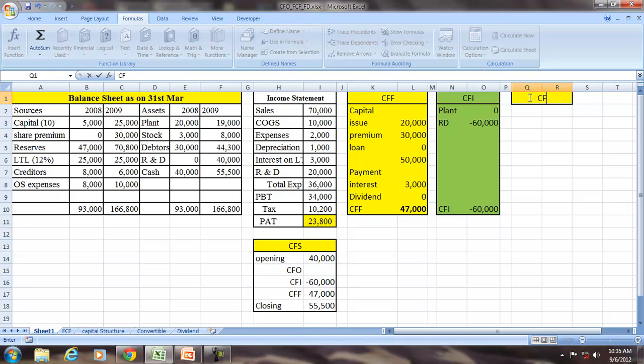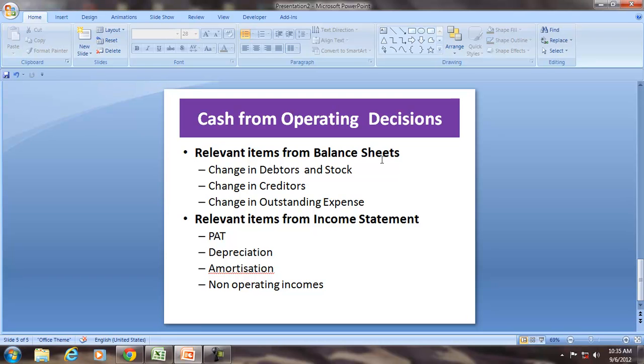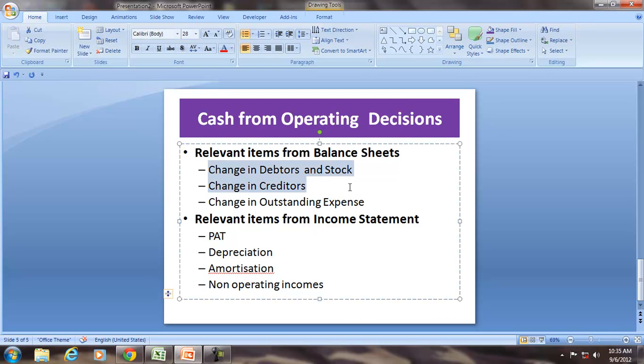Now we will focus on CFO. The CFO is the profit generated from the business in the form of cash. So the focus here is the income statement, the profit, and the changes in the working capital. When we want to find CFO, the relevant items on the balance sheet are the change in the debtors and the stock, the change in the creditors, and the change in the outstanding expenses, if any. These are called the changes in the working capital. And the relevant items from the income statement are profit, depreciation, and amortization.